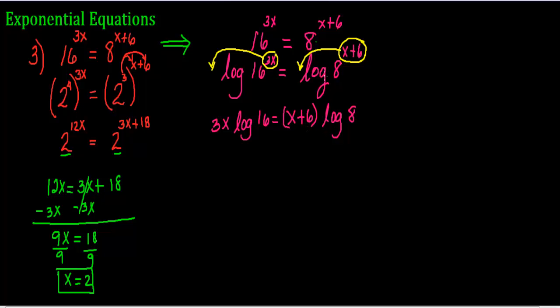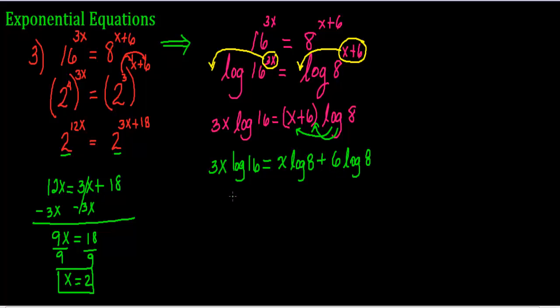And this is what happens. Log 8 times x, let's rewrite this here: 3x times log of 16 is equal to log 8 times x, that's the same thing as x log 8. And notice when we multiply, we do not multiply the argument. We multiply the whole log times x, okay? And then we have a plus, and we distribute log 8 times 6. That gives me 6 times log of 8. Okay, so all I did was distribute.